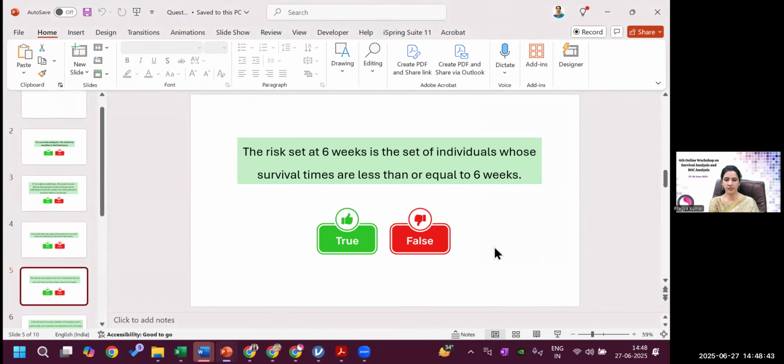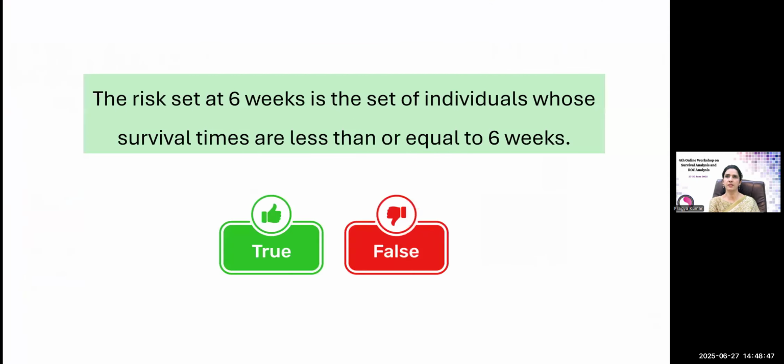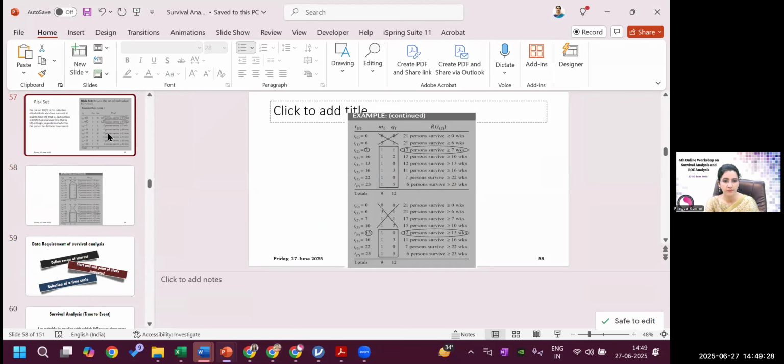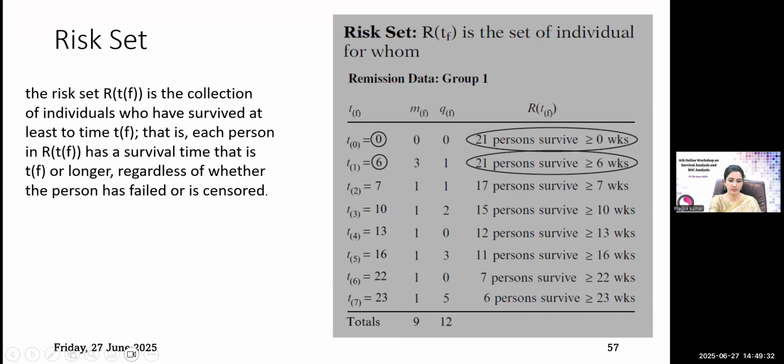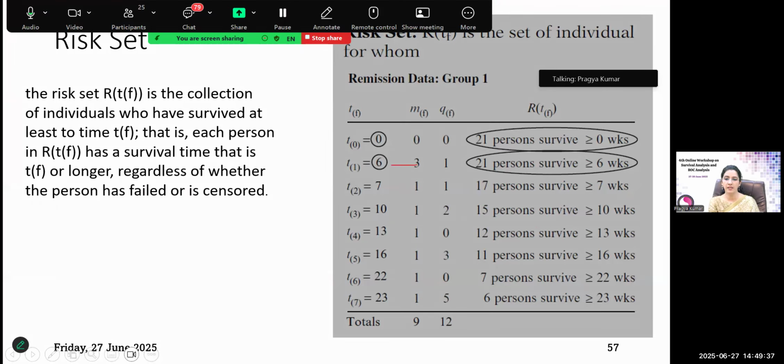Now, if I go to another question. So this is one question. If I write this question, that the risk set at 6 weeks is the set of individuals whose survival times are less than or equal to 6 weeks, is it true or is it false? Is it less than or equal to, or is it more than or equal to? If I show you another: at a particular time point, at 6 weeks, if 21 persons are alive, then how do we define the risk set? 21 survived more than or equal to 6 weeks.